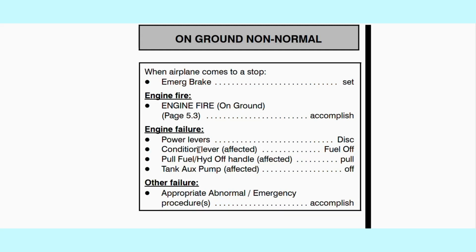The affected condition lever, you have to be very careful here. For engine failure, only the engine that has failed has its condition lever go to fuel off. You have to be careful because some people in panic mode tend to put both of them down, which isn't wrong, but you could still have taxied with one of the engines out of the runway to the apron. Also for the pull fuel handle off on the overhead panel, the fire handles, you only pull the affected one, and the tank aux pump also for the affected.